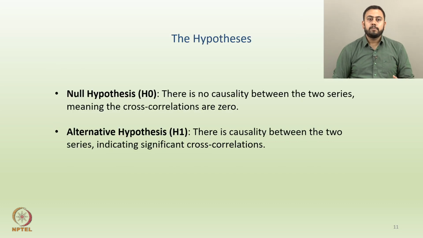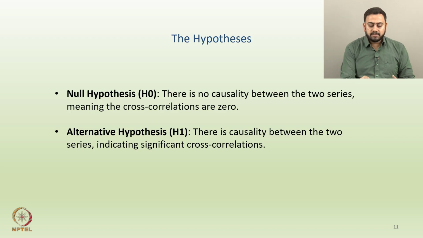Now, again in this Hoppe's test, what exactly is H naught? So, the null hypothesis is that there is no causality between the two series, meaning the cross correlations are 0, and the alternative hypothesis or H1 is that there is some causality between the two series indicating significant cross correlations.